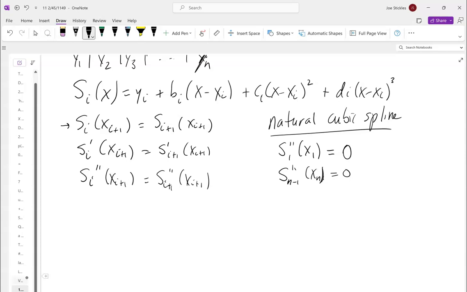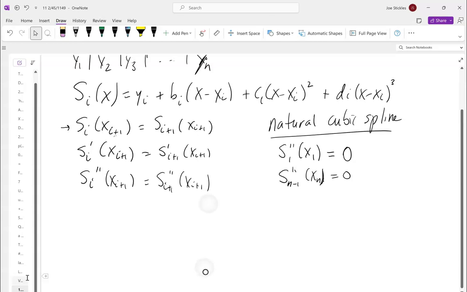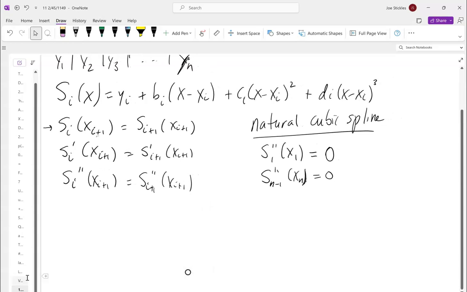This one again says that if you plug x sub i plus 1 into the ith polynomial, you have to get the same thing as when you plug x sub i plus 1 into the i plus first polynomial. Well, the right-hand side of this is easy, right? Because when I plug in the left endpoint of the i plus first polynomial, I have to get y sub i plus 1. Because if I replace all the i's with i plus 1s and then plug in x sub i plus 1, it kills off those last three terms. So one side of your equation is just going to be y sub i plus 1.